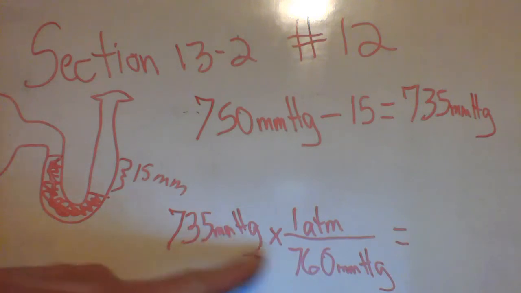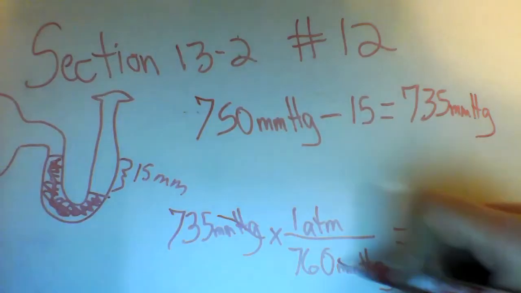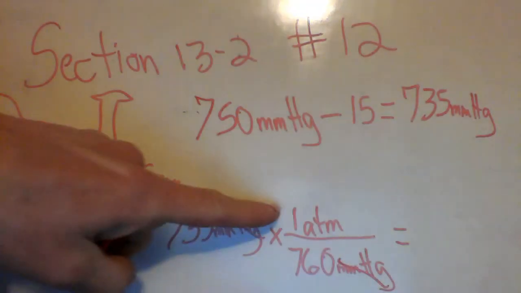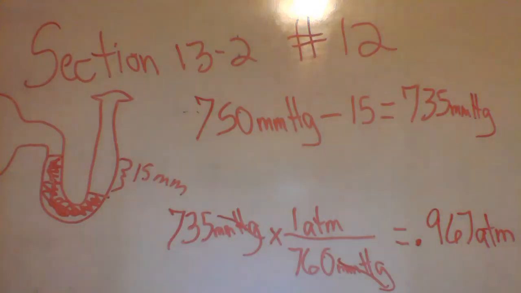The millimeters of mercury will cancel one another out, leaving us with atmospheres for the units, and that's what we're looking for. So now we divide. And the answer is 0.967 atmospheres.